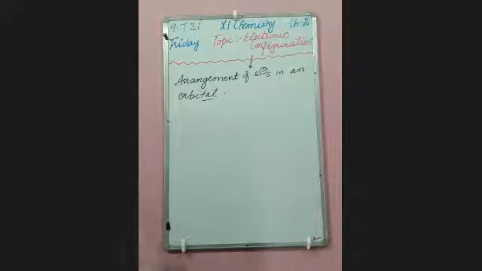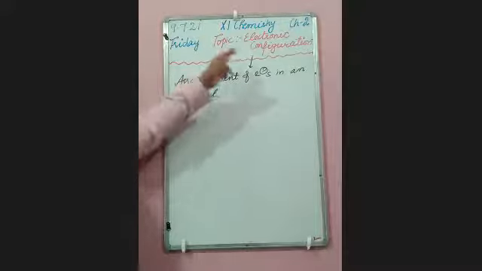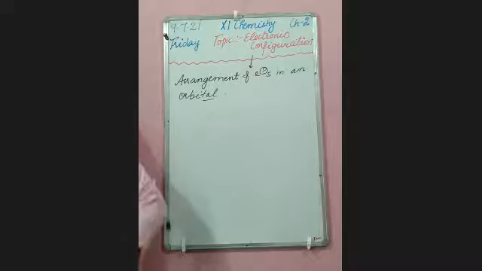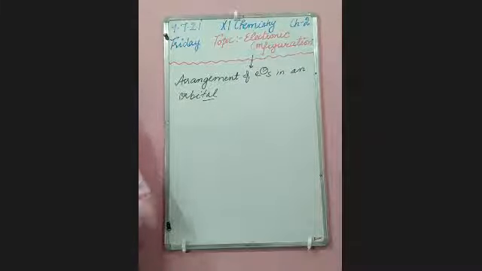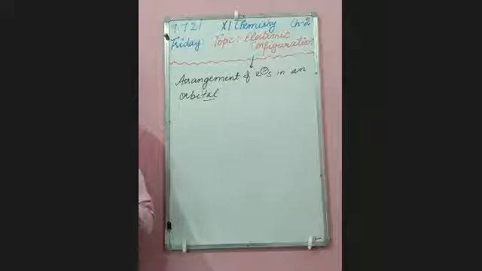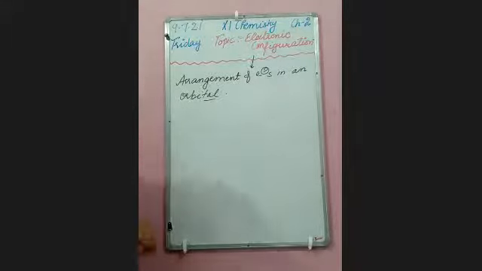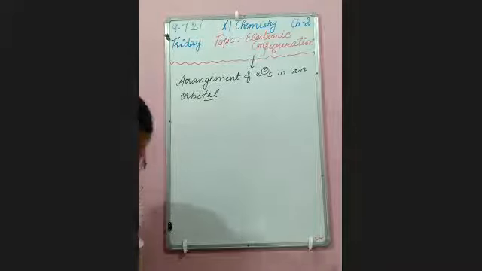This is your electronic configuration. Now, there are certain rules while filling the electrons; we cannot fill the electrons by our own wish. There are certain rules which we have to follow. So first we will learn the principles on which electronic configuration is based.